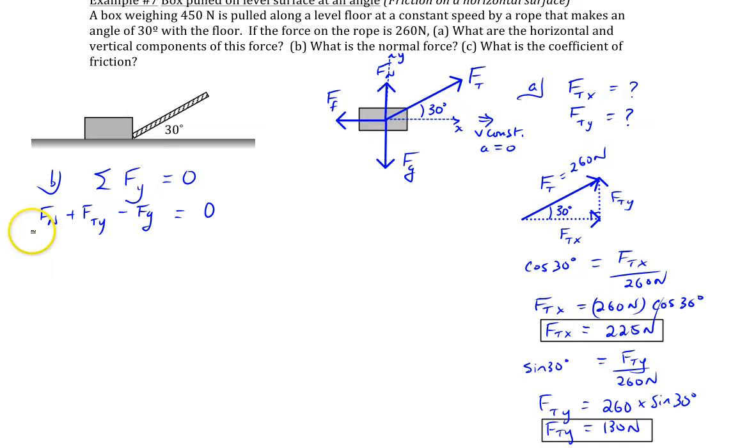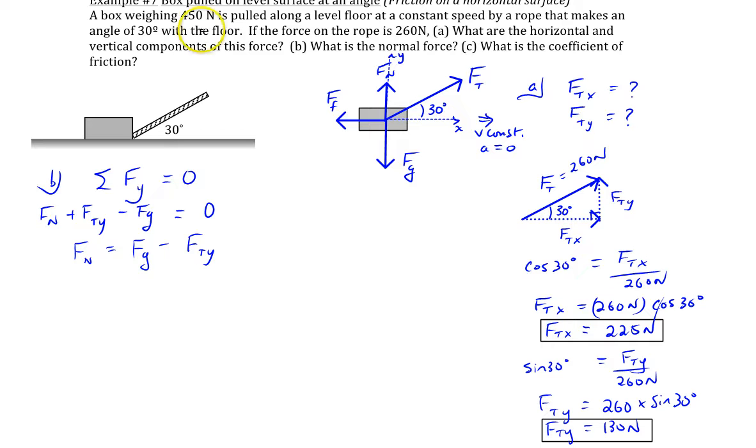You could also just state it as the normal force plus the tension in the y direction is equal to the weight. These two forces will combine to add up to the weight. So we're looking for the normal force. So the normal force will be equal to the weight minus the y component of the tension.